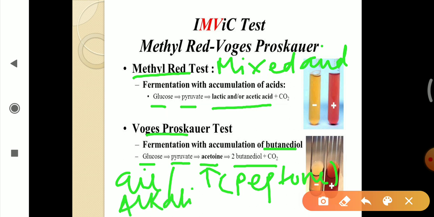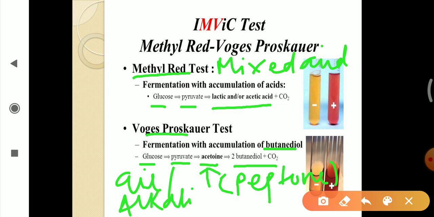Because we are adding alpha naphthol and KOH, and we are also providing around 15 to 30 minutes to allow this reaction to develop, and then we observe the development of the red color within 15 minutes or more. Then we see that the Voges-Proskauer test is positive. This is all about the methyl red test and the Voges-Proskauer test.